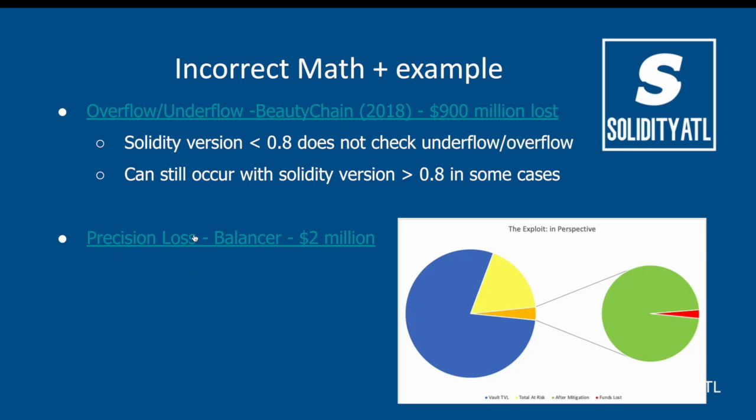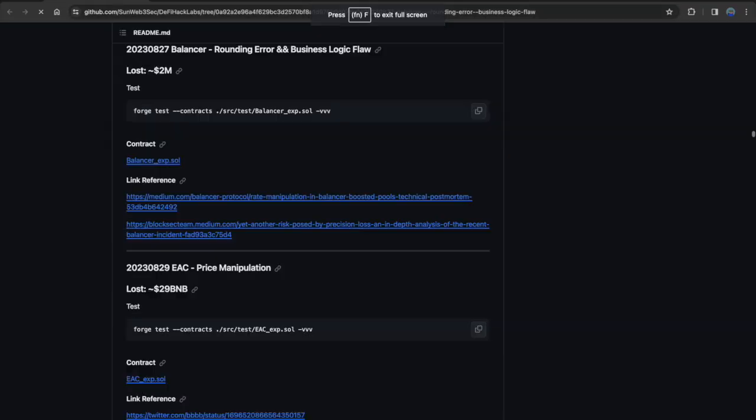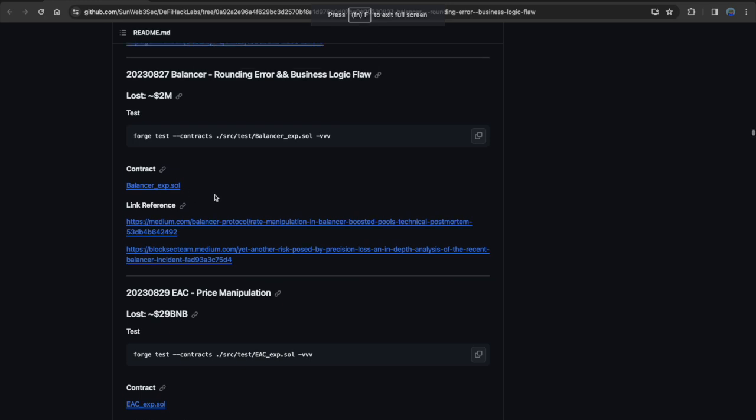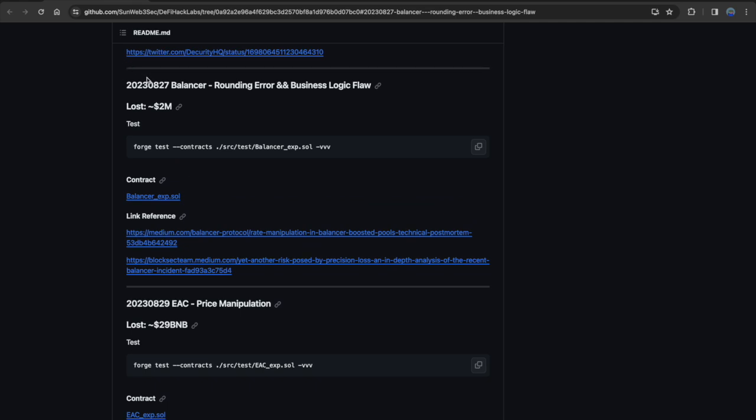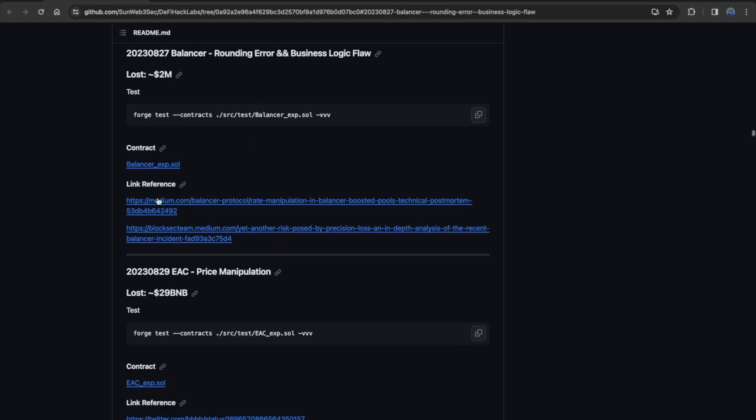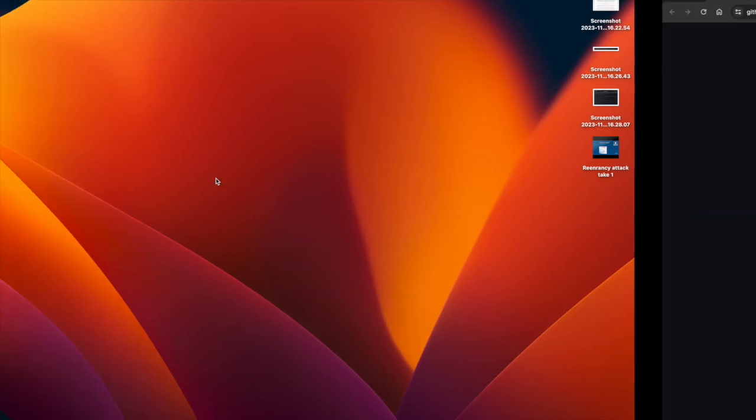But what we want to focus on today is a precision loss example. This is a little bit higher level, and this is something that you all should be looking at and studying in detail because these are more prevalent in the code you'll find or the code you'll be reviewing. So we're going to look at Balancer's rounding error that happened August 27th. Let's take a look at this contract. We already have it cloned down.